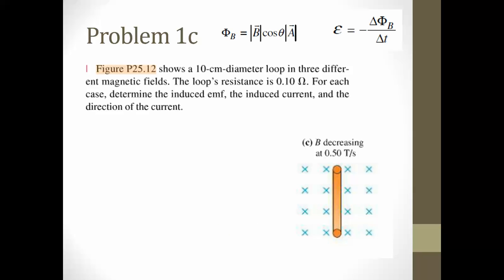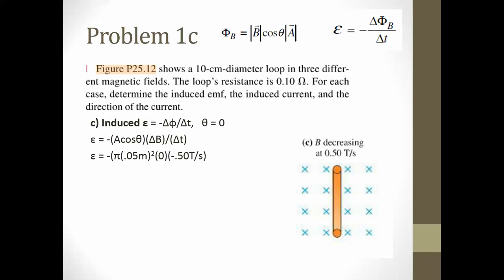Finally, we have a loop that is perpendicular to the magnetic field. The magnetic field is decreasing at 0.5 Tesla per second. We use our same equation, but now our theta is 0 because our angle is rotated 0 degrees from the magnetic field. And that gives us an induced EMF of 0 volts.